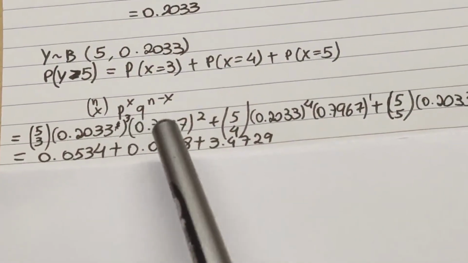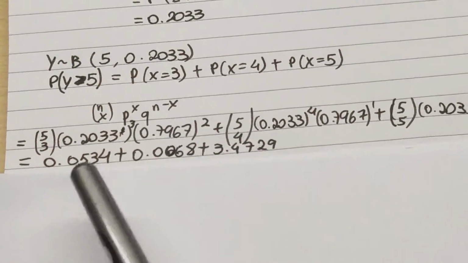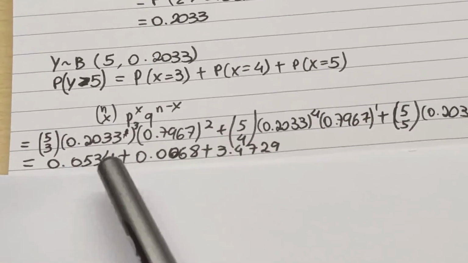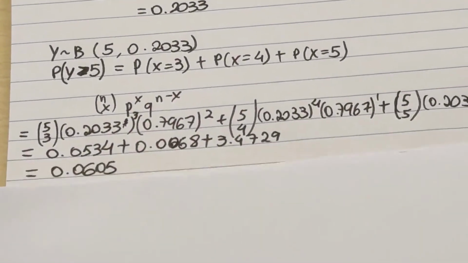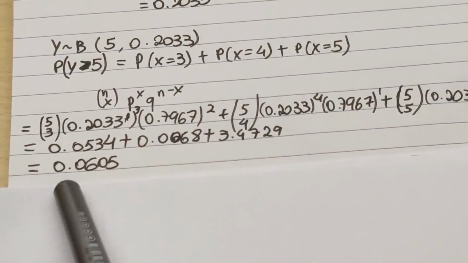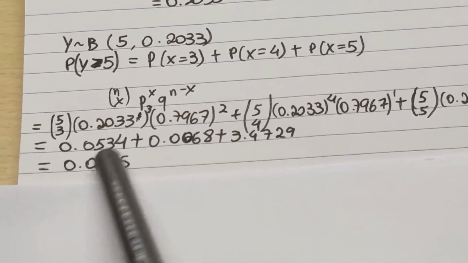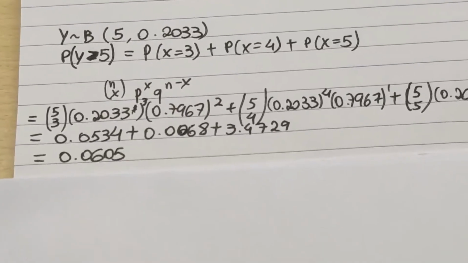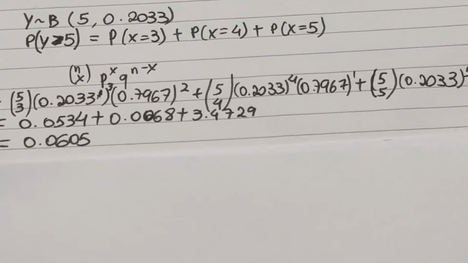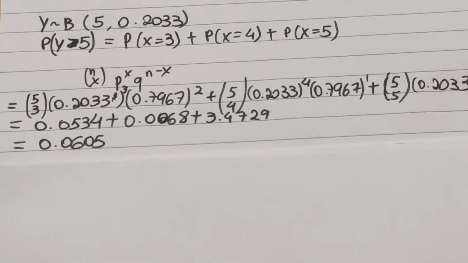And we will round every answer to 4 decimal places. And that will give us the result, which is 0.0605. And this is the probability that at least 3 out of 5 randomly selected customers will be waiting for more than 5 minutes.